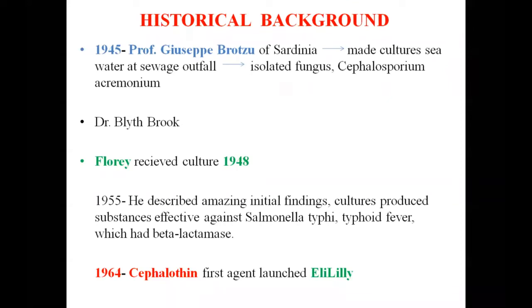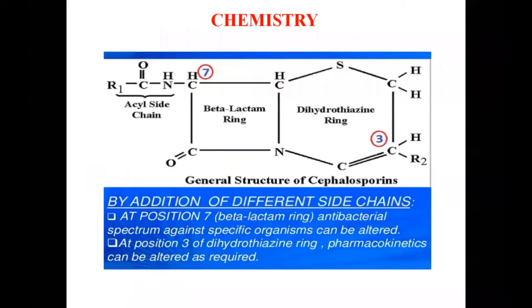And it was in 1964 that we had cephalothin, the first generation cephalosporin which was discovered, and this was launched by Eli Lilly, the pharmaceutical company. So you can see how fascinating this discovery of cephalosporin is, just like the discovery of penicillin. So next we'll go to the chemical structure.